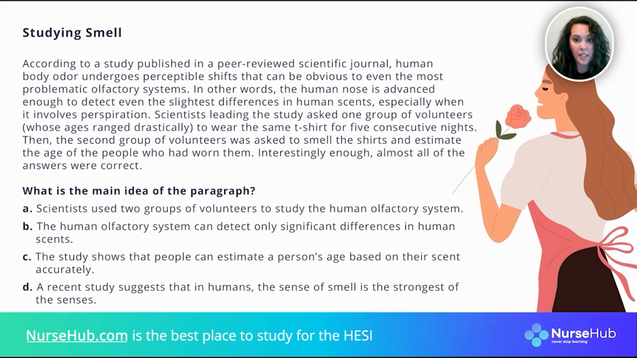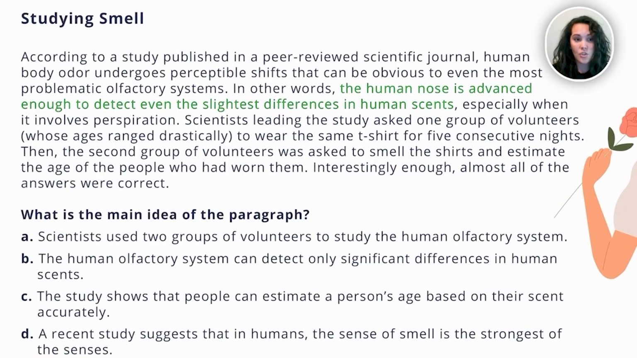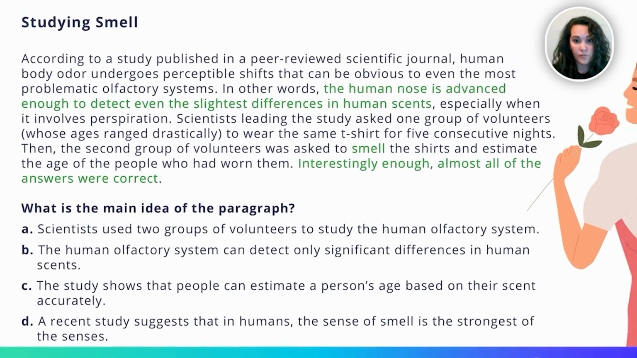Okay, so as I'm thinking about the topic here, I know that this is about scent and it has to do with human scent. So what is the author trying to tell me about human scent? Well, based on the information in this paragraph, I can see that the human nose is advanced enough to detect even the slightest differences in scent. And also, when this group of volunteers was asked to wear shirts and then the other set of volunteers was asked to smell them, everyone could guess pretty accurately what the age of the person wearing the shirt was. So the author is trying to tell us about scent and how it changes as we get older.